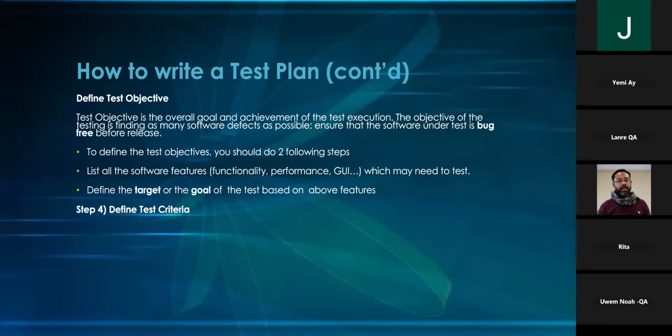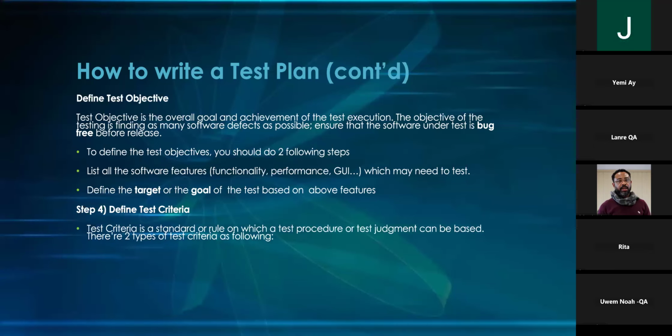Then again, we talk about number 4. What's number 4? Define the test criteria. What are the test criteria? It is a standard or a rule on which a test procedure or test judgment can be based. There are 2 types of test criteria as follows. Number 1, entry criteria. We've talked about it before. Number 2, exit criteria. So those are the 2 test criteria, when to start and when to stop.